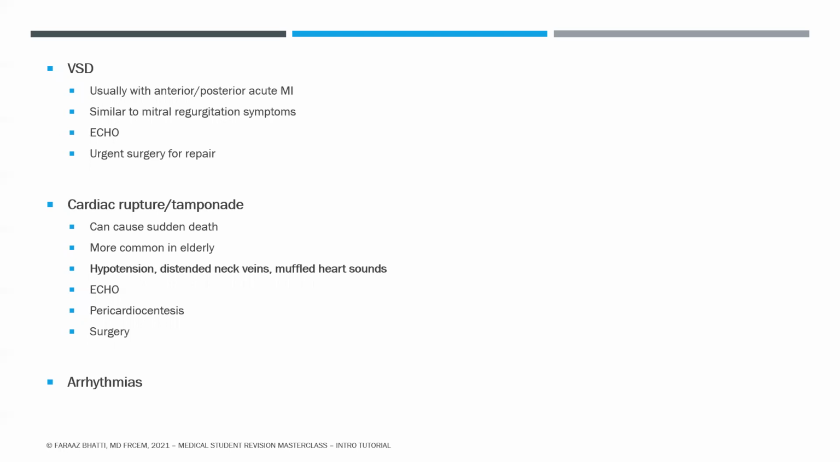A cardiac rupture or tamponade is often fatal and can cause sudden death. It's more common in the elderly, and these patients are likely to have Beck's triad, which includes hypotension, so low blood pressure, distended neck veins, and muffled heart sounds. An echocardiogram should be confirmative, and these patients can receive a pericardiocentesis, but ultimately are going to require surgical intervention.